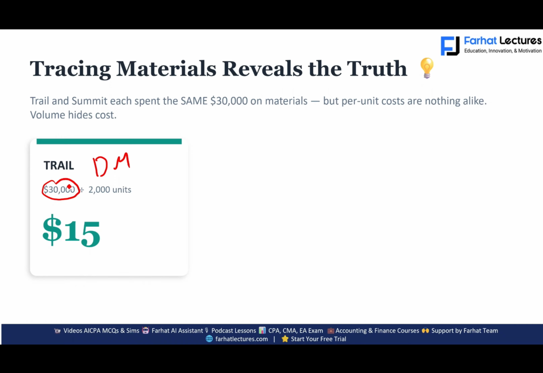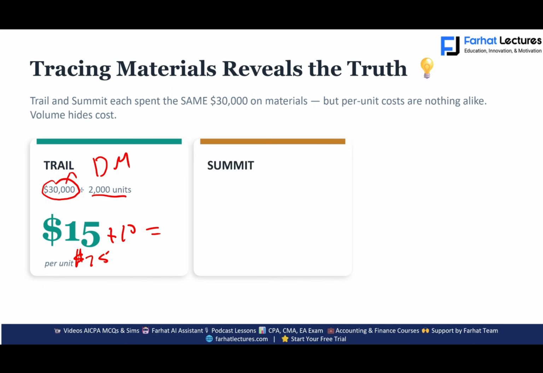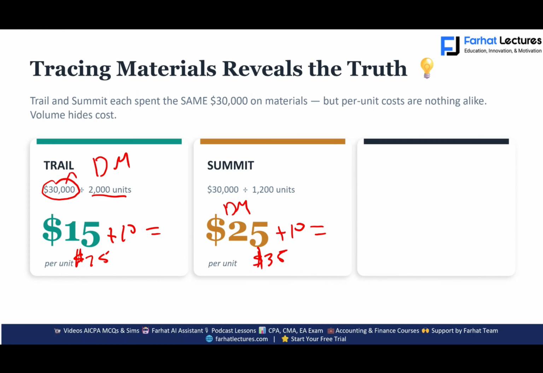So now, if we take as far as the material, so this is the direct material, we spent $30,000 on the Trail, we produce 2,000 units, so this is the direct material. Then we add $10 in conversion cost, the total cost per unit is 25. The Summit, we spent 30,000 in material, we produce 1,200. The direct material is 25 plus $10 equal to $35 per unit. Total cost. Apex, 32,000 divided by 800.